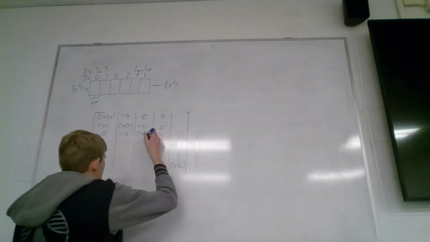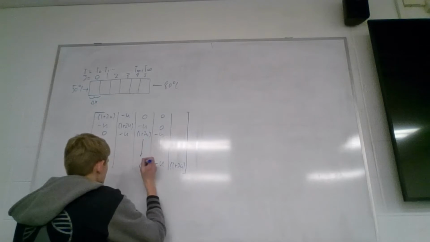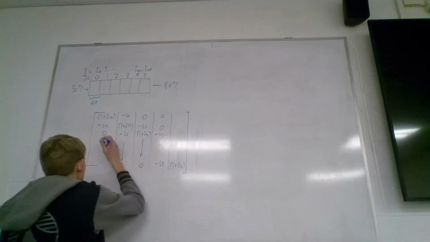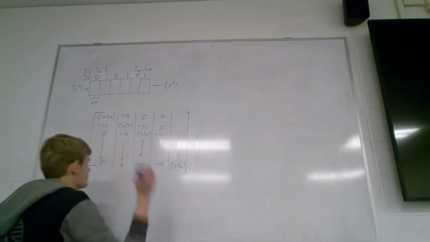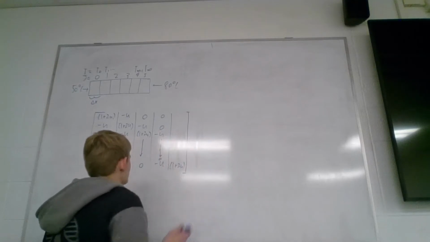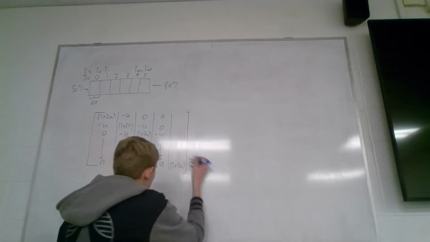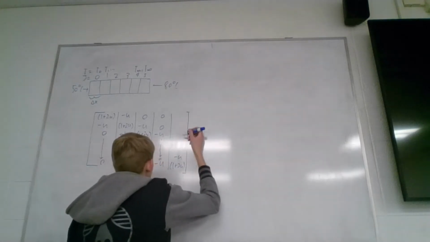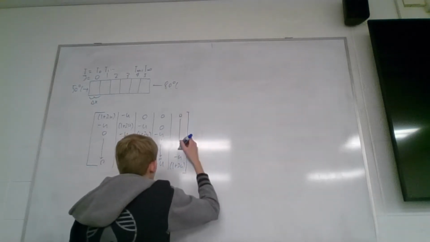And we're going to bring that down, because this value is going to be 0, and this value is going to be 0, all the way down. This value is going to be 0 all the way down. And then we'll end up having a negative u here and then 0 all the way down.